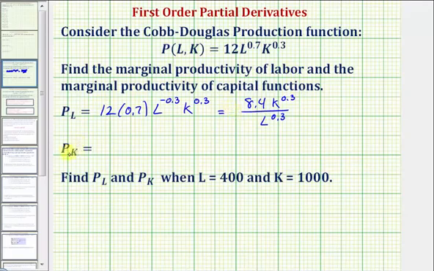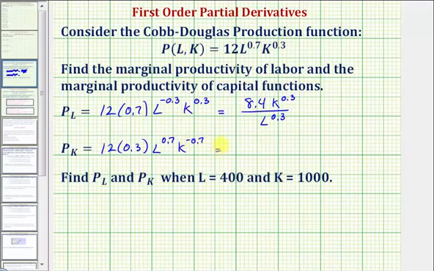And now we'll find the partial derivative with respect to K, which would be the marginal productivity of capital function. So we differentiate with respect to K, now treating L as a constant. So we'd have 12, then we'd multiply by the exponent on K, which would be 0.3. L will stay the same, L to the 0.7, and then for the exponent on K, we would subtract 1. 0.3 minus 1 is negative 0.7.